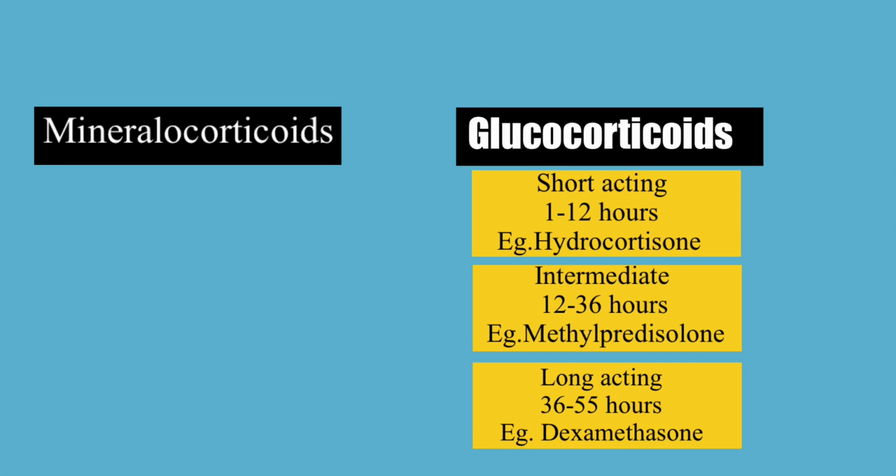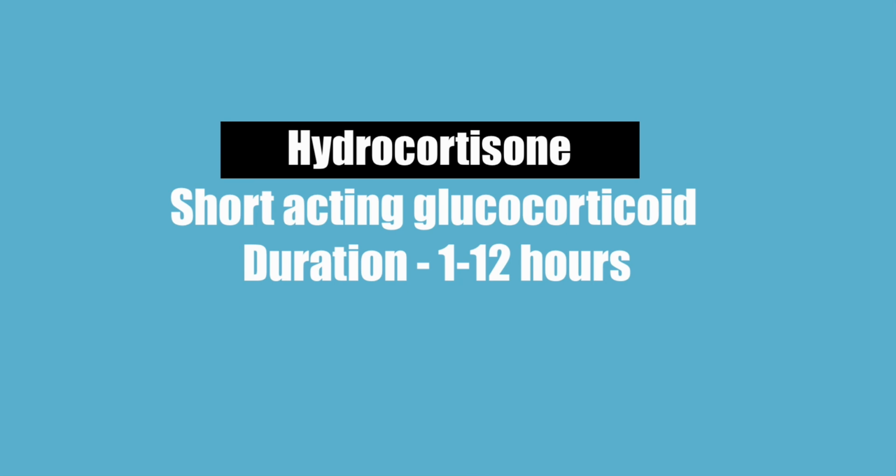We are only considering the important IV drugs that are used in ICU, because if we try to talk about the other drugs, for example in the intermediate group there are other drugs like prednisolone, triamcinolone, and deflazacort, and in long acting there is beclomethasone. Talking about mineralocorticoids, there is a single drug known as fludrocortisone, which we are going to study today. So let's start with hydrocortisone, as we are now aware that it is a short acting glucocorticoid and it has a duration of action of 1 to 12 hours.